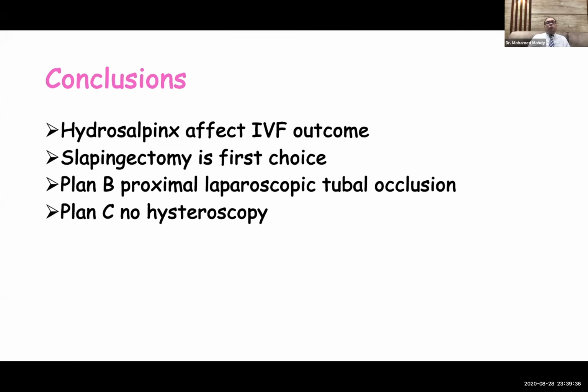So our conclusions: hydrosalpinx affects IVF outcome. It decreases IVF outcome by about half, or 50%. Salpingectomy is the first choice. Plan B, proximal laparoscopic tubal occlusion. Plan C, no hysteroscopy.